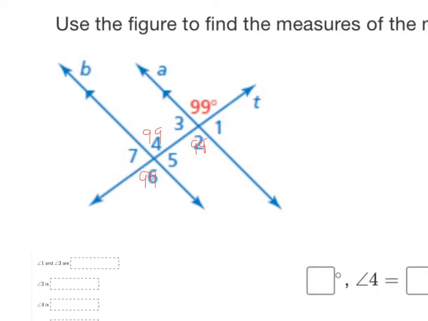Now we just have to figure out the other measurements. To find the other measurements, we know that these together have to equal 180. So we're going to minus 99, and we're going to borrow, that's going to be 7, right? 17 minus 9 is 8, so we get 81. So all the rest of the angles are 81.